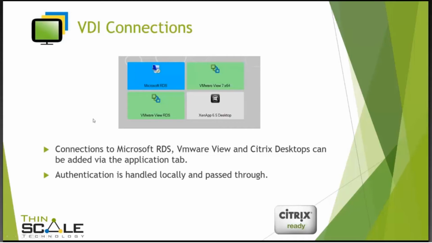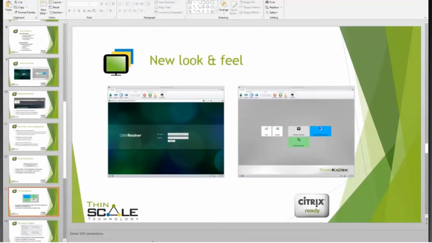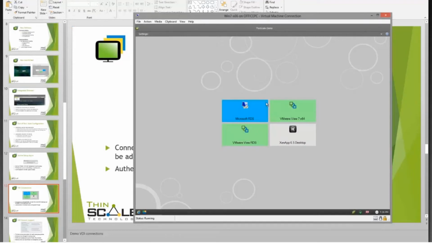VDI connections, as we pointed out there, we do have connections natively for RDS, View, and for XenApp as well. We handle the authentication ourselves, so the user doesn't send their password in any kind of clear text or visible manner, and I'll give you a quick demo of how that works now. At the moment, I'll show you the RDS connection first.